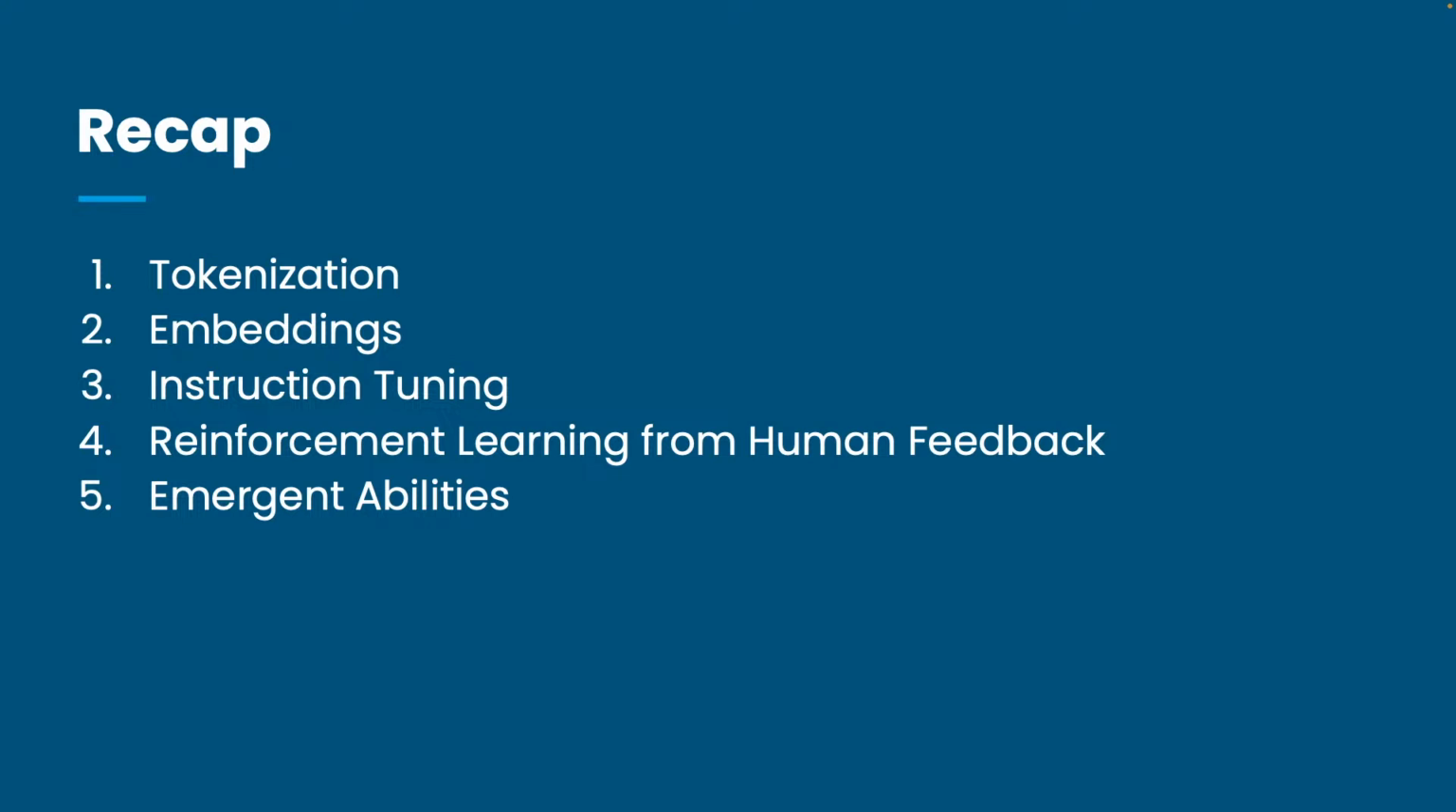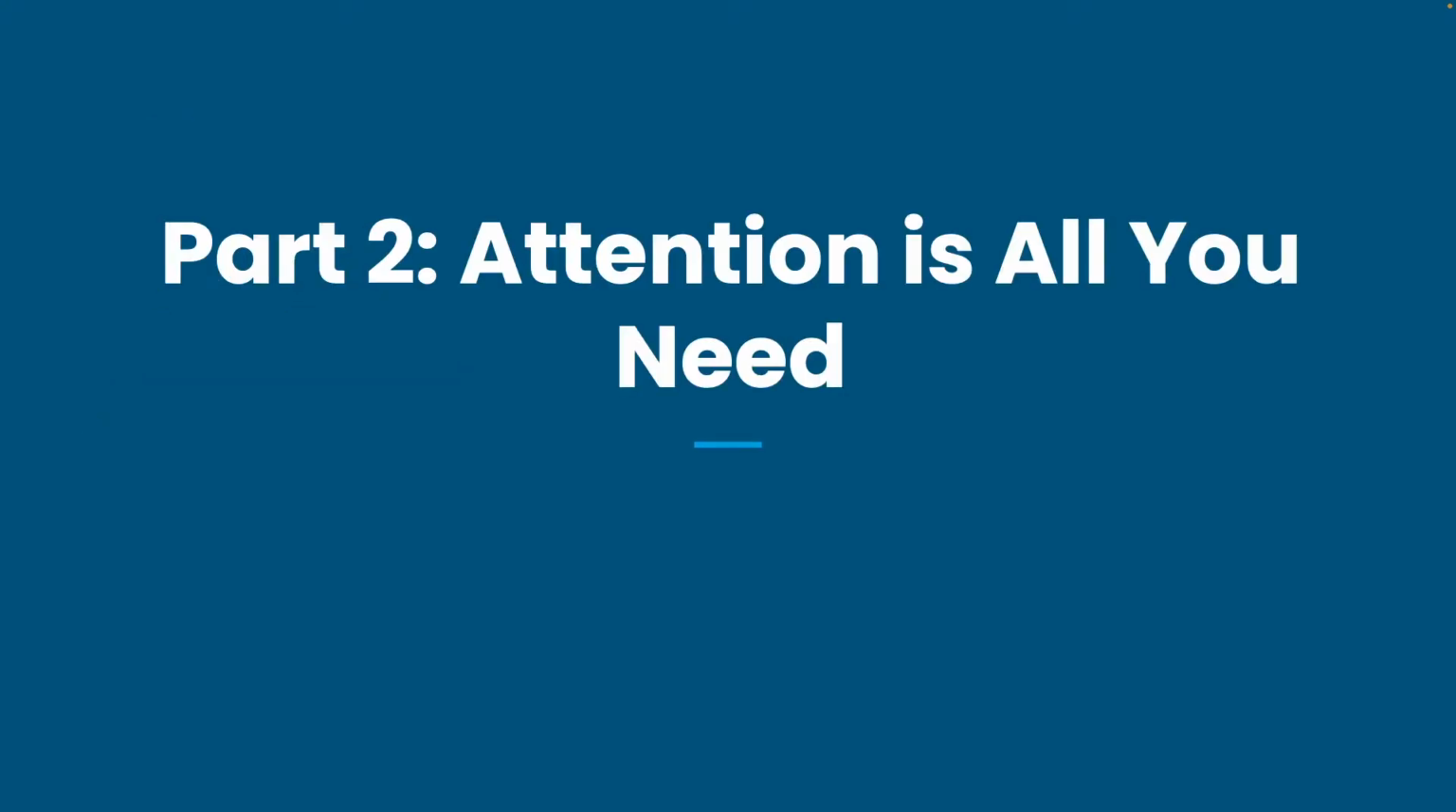And finally, we talked about emergent abilities. These are abilities that we didn't expect the model to be able to do, but it was able to do just because it's seen so much data. It's seen such massive amounts of data that it's able to emulate things that we didn't expect. And this can be really useful for us. So that wraps up today's lecture.